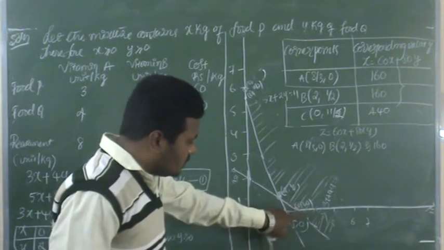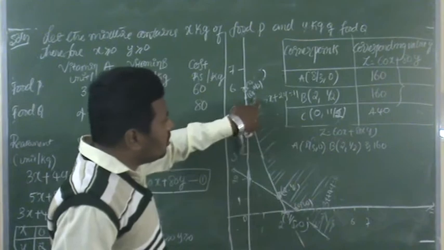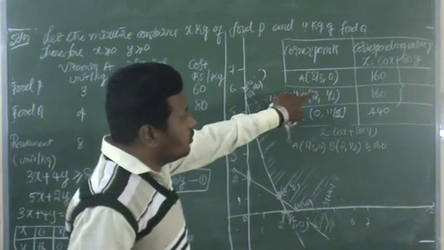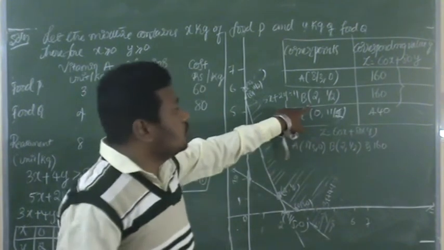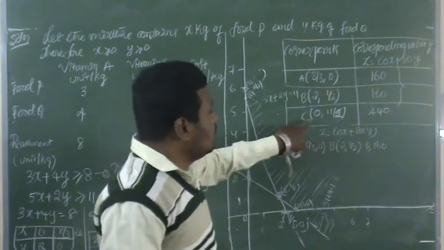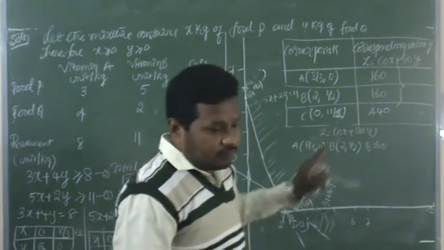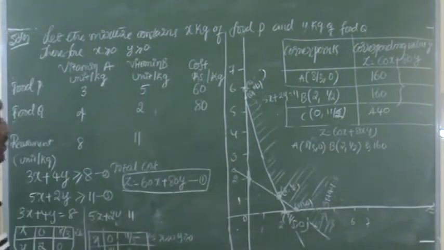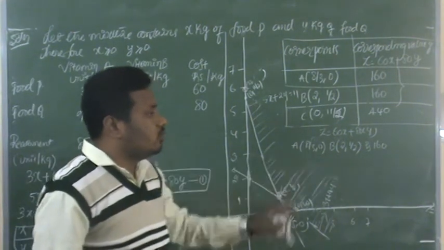The corner points are 8/3, 0, 2, 1/2, and 0, 11/2. For 8/3, 0, we get 160, and for 2, 1/2, we get 160 on substituting in the Z value, and for 0, 11/2, we get 440. Therefore the minimum cost of the mixture is 160 at the points 8/3, 0, and 2, 1/2.